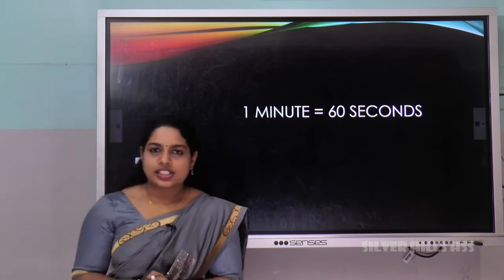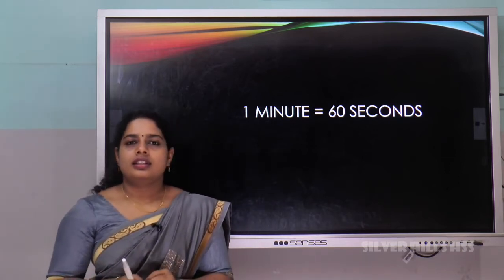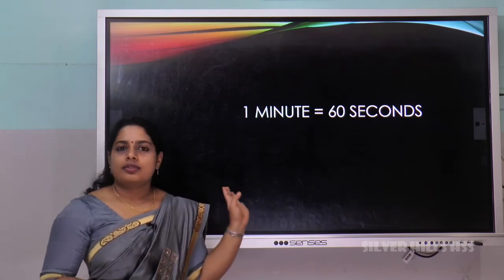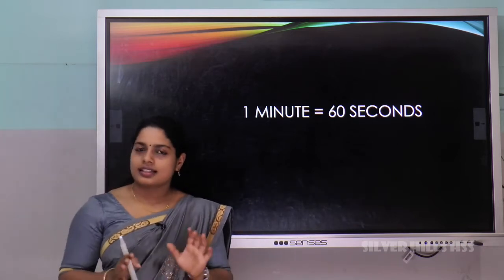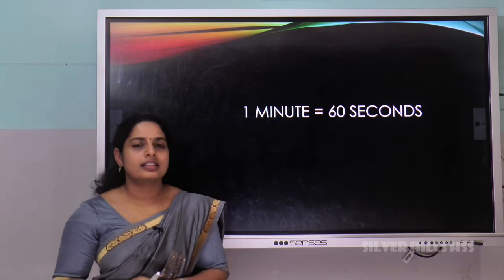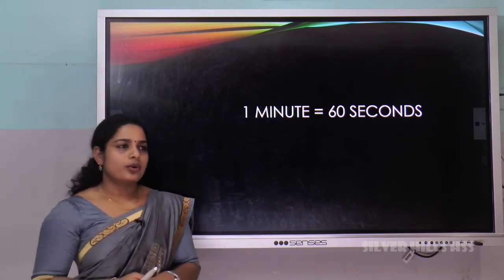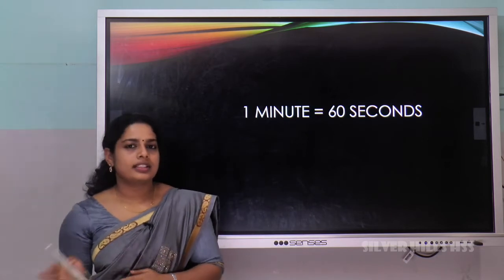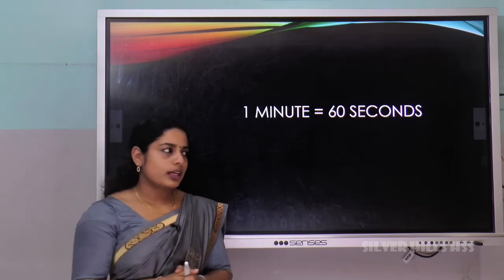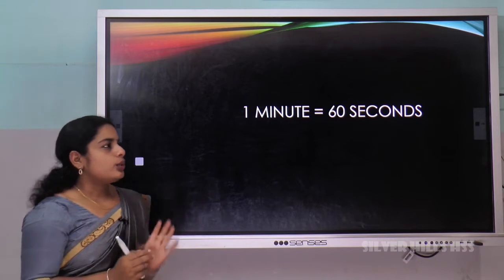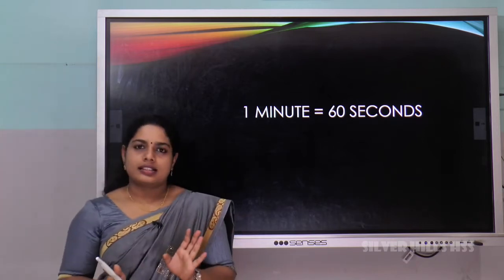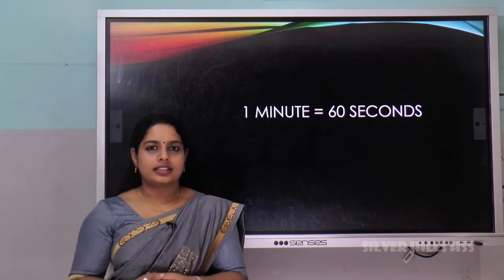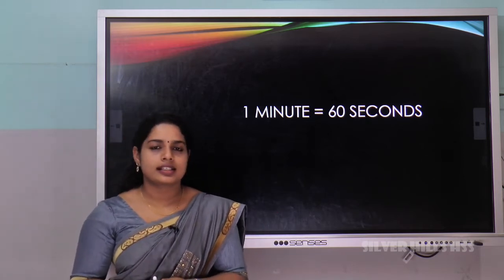For this session, we need to keep in mind a small fact that 1 minute is 60 seconds. This will help you throughout this class. So, we are going to convert seconds to minutes and minutes to seconds. We know that 1 minute is 60 seconds. That means 2 minutes is what? 2 times 60, twice 60. That is 120 seconds, isn't it?